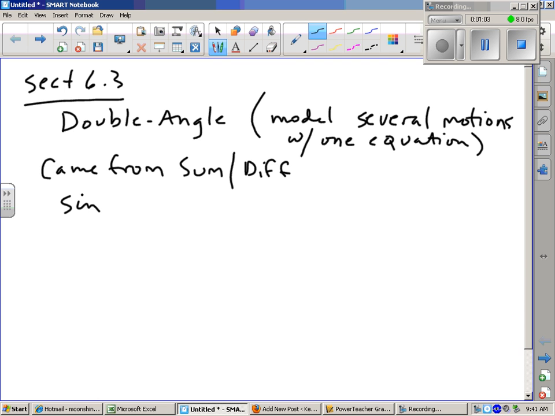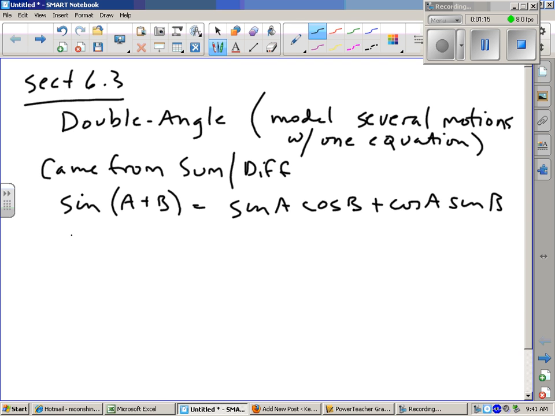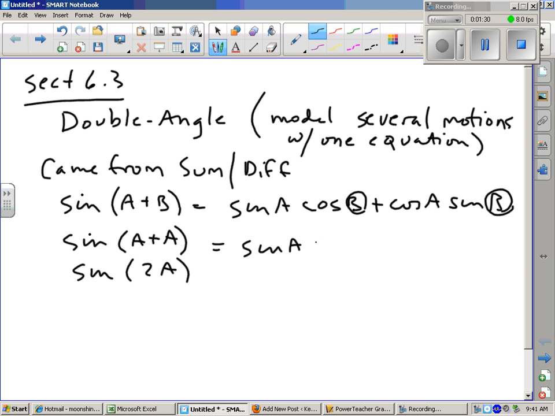If I have the sine of a plus b, we all know those, sine has same sign, so sine a cosine b plus cosine a sine b. Now what if I change this to sine of a plus a, which would be sine of 2a, or a double angle? Well, all these b's would turn to a's. So I would really have sine a cosine a, cosine a sine a. Now these are technically the same, they're just reversed from each other.